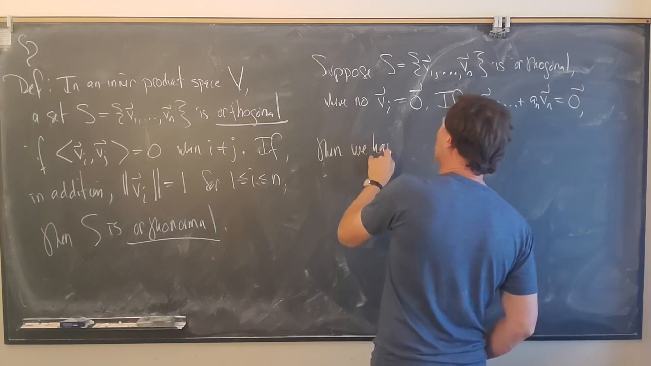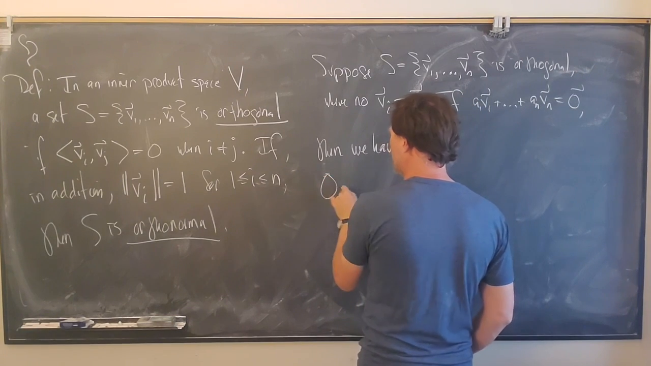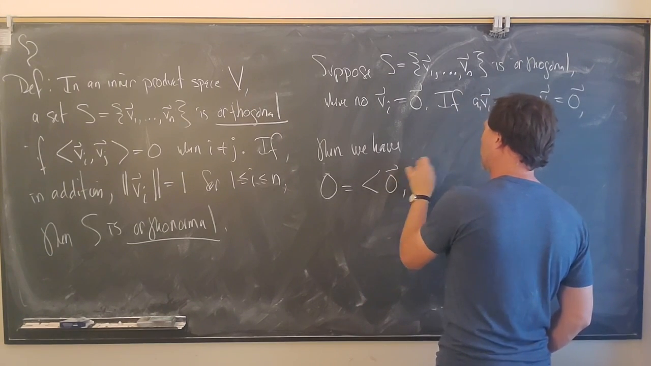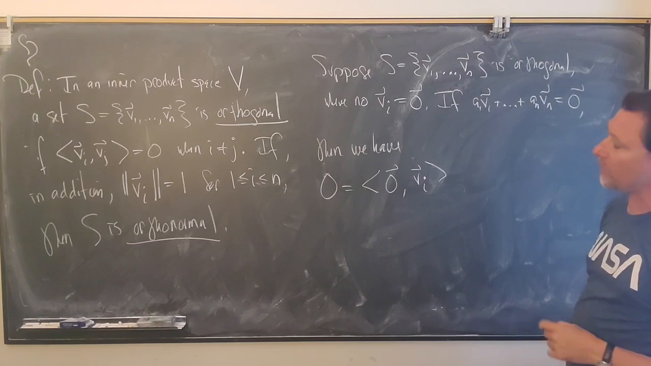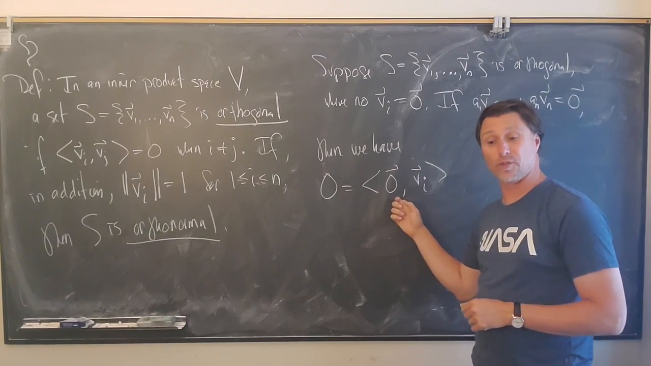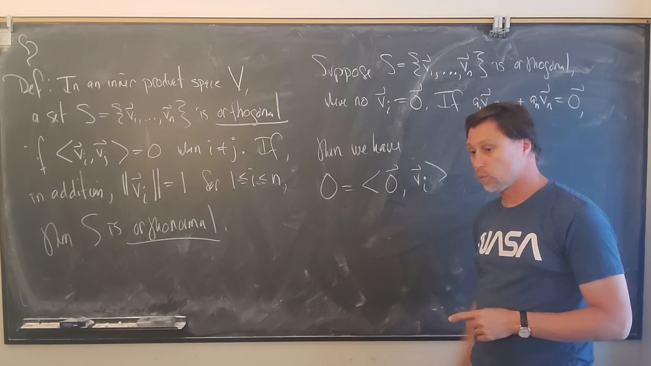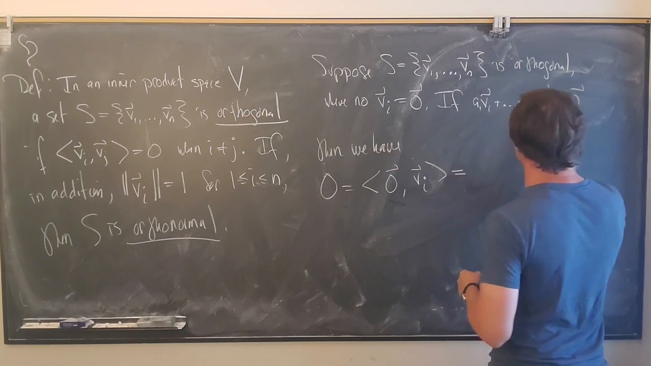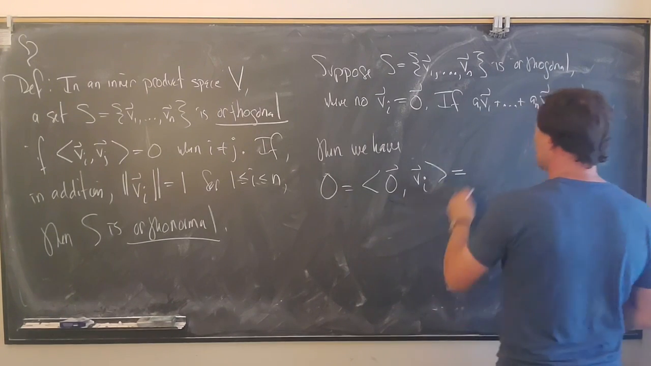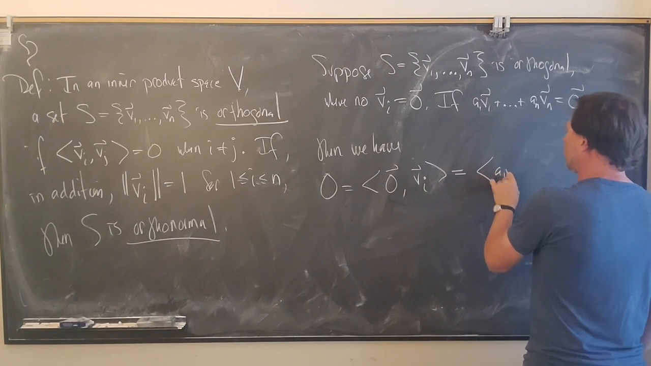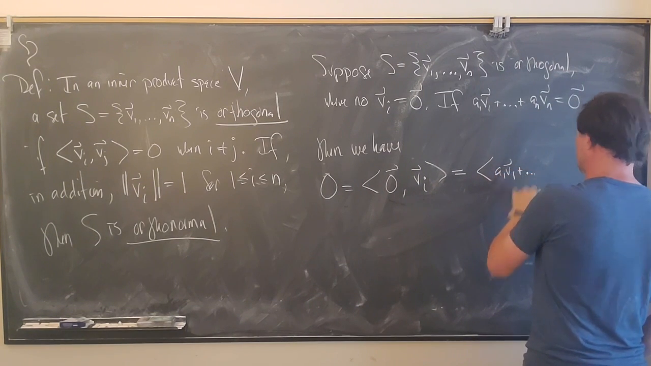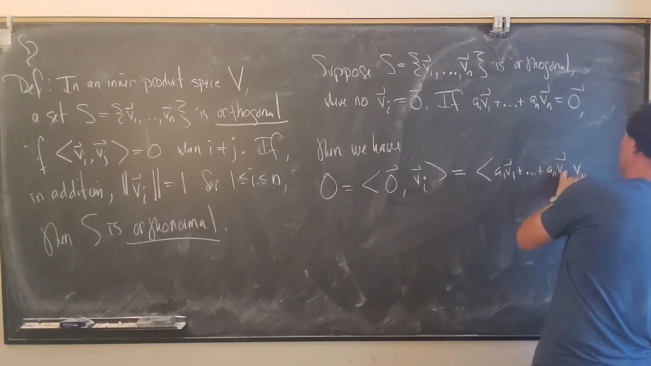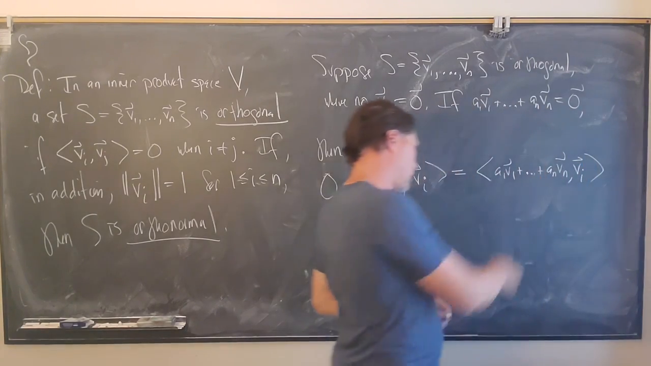we have, so I want to do a little computation here. 0 is equal to the 0 vector inner product with v sub i, right? If you take any vector and do the inner product with the 0 vector, you get 0. That's one of the properties of inner products. Now, I can substitute this linear combination, this sum, in place of 0. So this is equal to the inner product of a1 v1 plus dot dot dot plus an vn, comma v sub i. So I'm just substituting here.